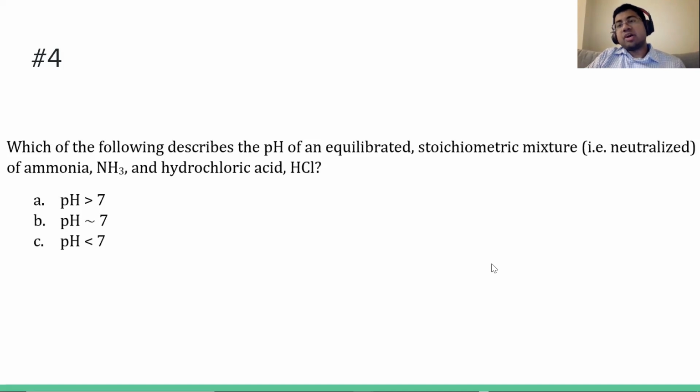This is where weak doesn't really mean weak, it means weak-ish. Remember we had strong acids, really bad acids, and decent acids. And the same thing with bases. So NH3 is what I would call a decent base.